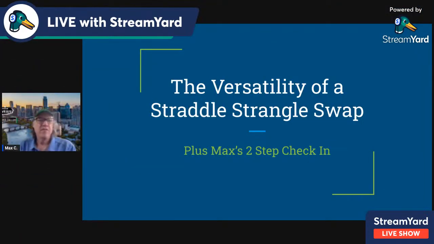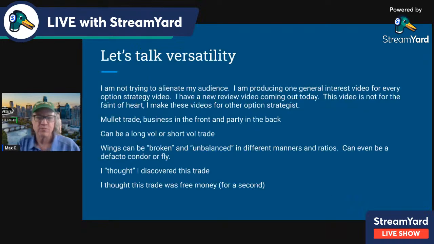Today I have a video called The Versatility of Straddle Strangle Swaps. I'm also thinking about calling it the Straddle Strangle Swap, or the ratio diagonal, is the Swiss Army knife of option trading. All right, so first of all, let's talk versatility. I really do want to make some points about how versatile the trade is, the straddle strangle swap. It can be long, it can be short, it can do anything.